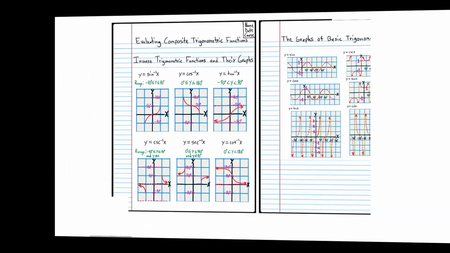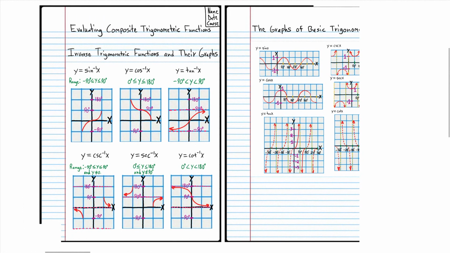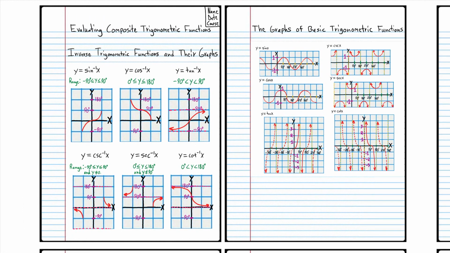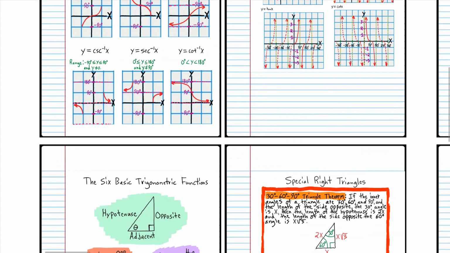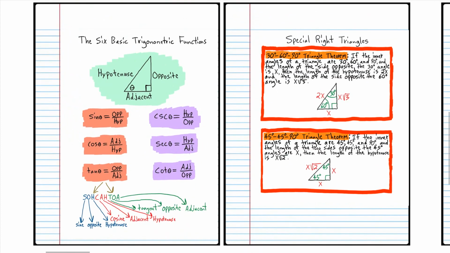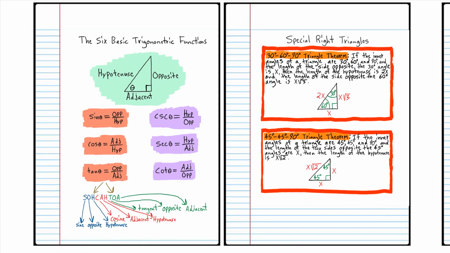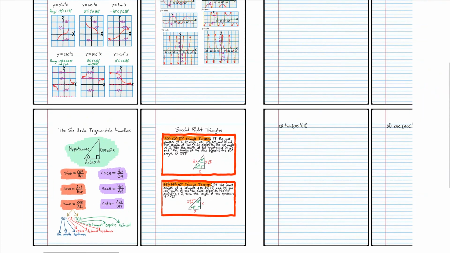I want you to get a picture of these pages. You're going to need these range restrictions for the inverse trigonometric functions right in front of you as we work along today in the class, and also the graphs of the basic trigonometric functions. And you should know this information pretty well by now, but just in case you're a little rusty, go ahead and take a picture of these pages. We have the basic information we need, special right triangles, and the 6 basic trigonometric functions.